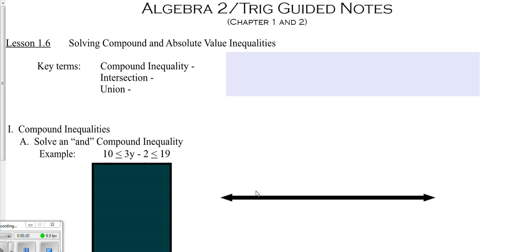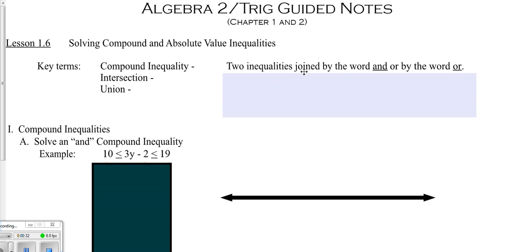We're also going to graph inequalities on these number lines. Now these number lines, you'll notice, don't have any numbers on them. You will mark them as we go. So a couple key terms here. Compound inequality is just two inequalities that are joined by the word and or by the word or. So inequalities using and or.